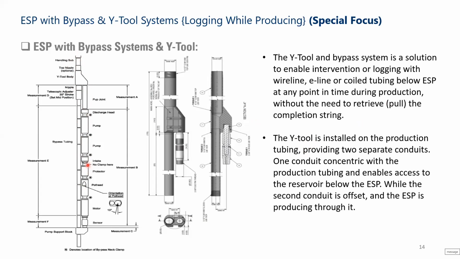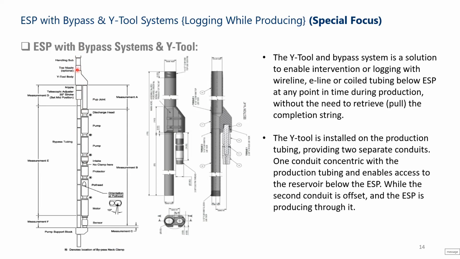So one of the main advantages of the Y tool system is that at any point of time, if the operator would like to run a wireline to get some data, or run a coil tubing to do some stimulation, you can easily run the intervention. You run it, and your ESP will be here. So this is how the structure of the Y tool is.